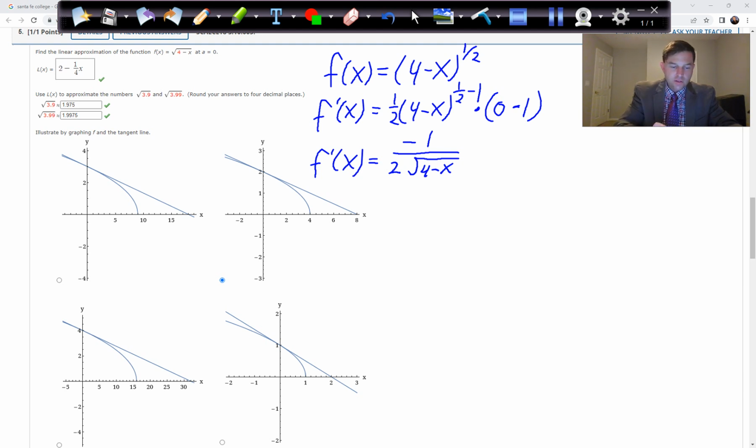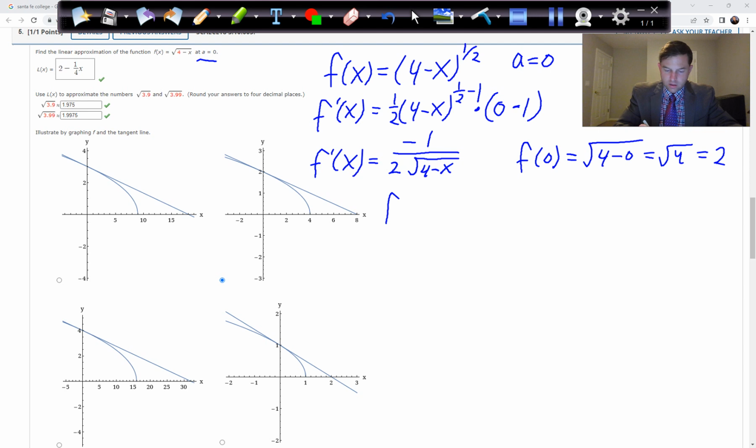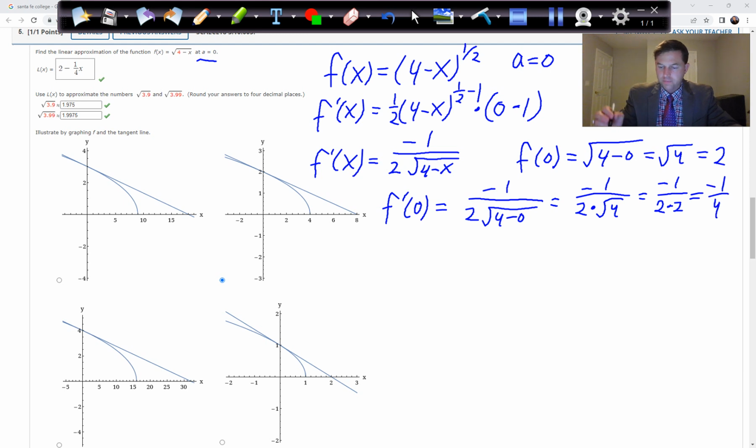Okay, now the a value they picked was 0, so a equals 0. So f of 0 would equal the square root of 4 minus 0, which is the square root of 4, which is 2. F prime of 0 would equal minus 1 over 2 times the square root of 4 minus 0, which is minus 1 over 2 times the square root of 4, which is minus 1 over 2 times 2, which is minus 1 over 4.